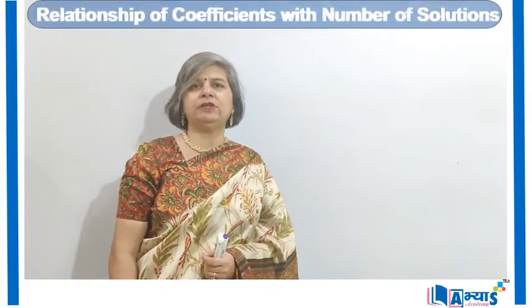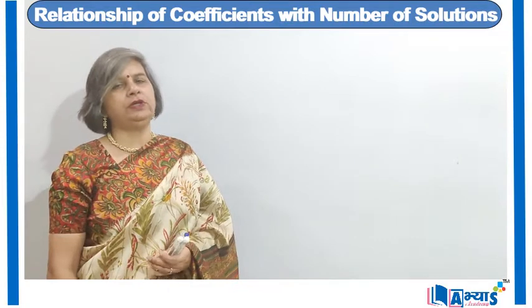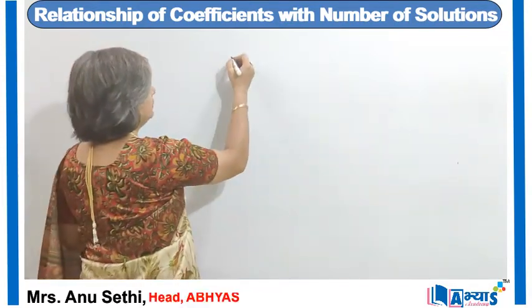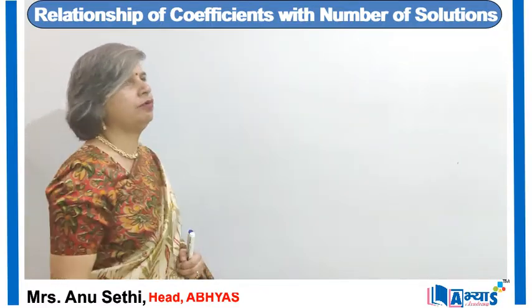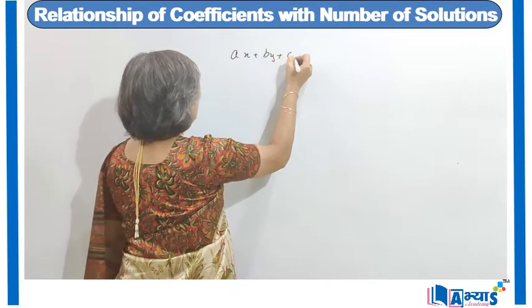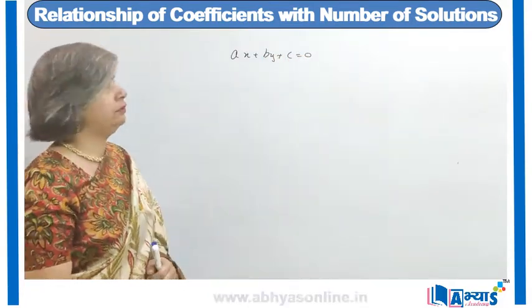Let us discuss the concept of the relationship of coefficients with the zeros of the pair of equations, or solutions of the equations. Let us suppose we are given two equations. We know that the standard form of the equation is ax plus by plus c is equal to 0. So this is the standard form of a linear equation in two variables.